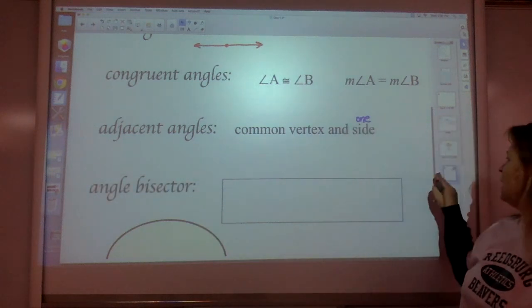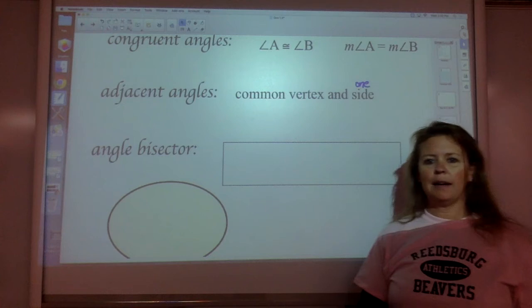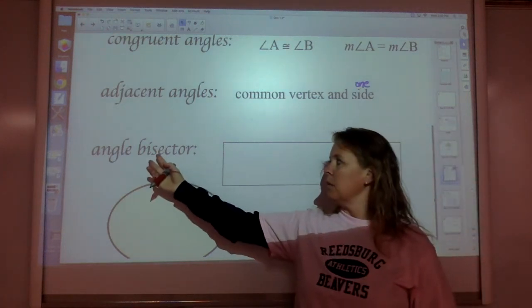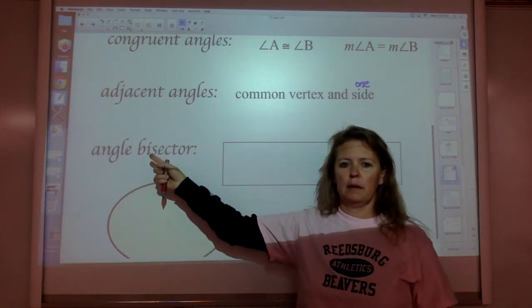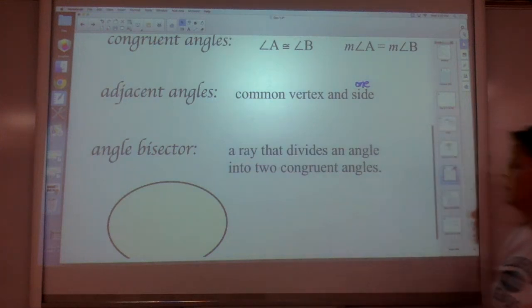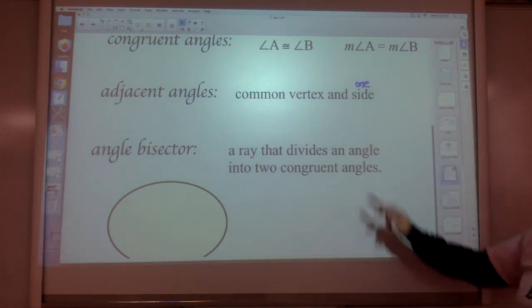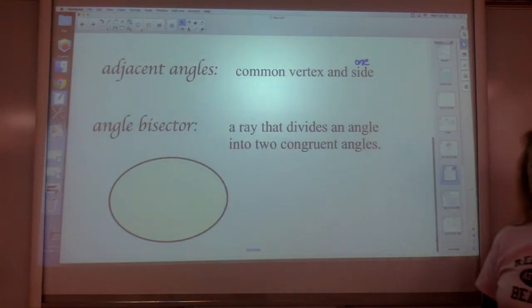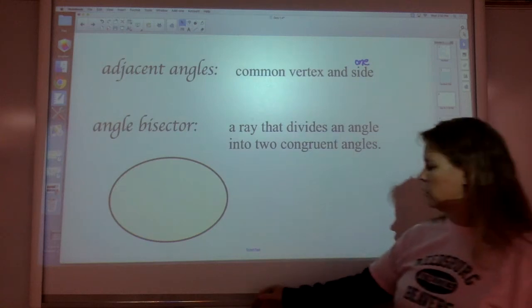More vocab, an angle bisector. You dissected stuff in science, means cut it all up into pieces. Bisect means you're going to cut it into two pieces. And if you're going to cut it into two pieces, you're going to cut it directly in half. A ray that divides an angle into two congruent angles. An angle bisector is a ray, has to be a ray because it has to go continuous, that divides an angle into two congruent angles. We'll draw a picture of that.